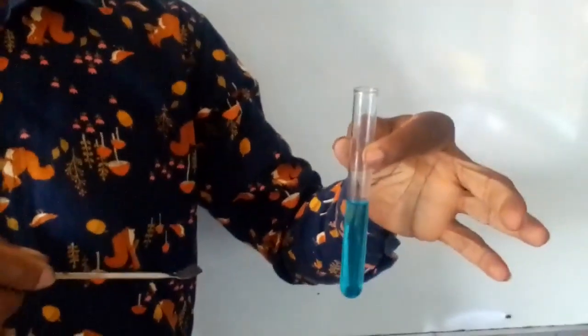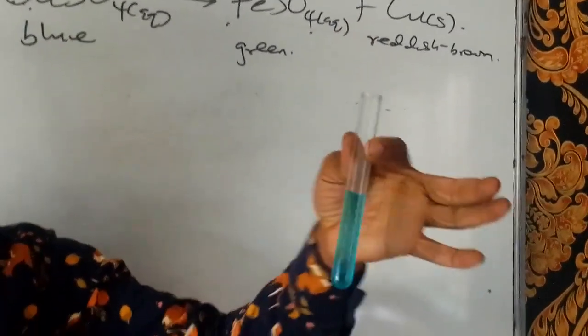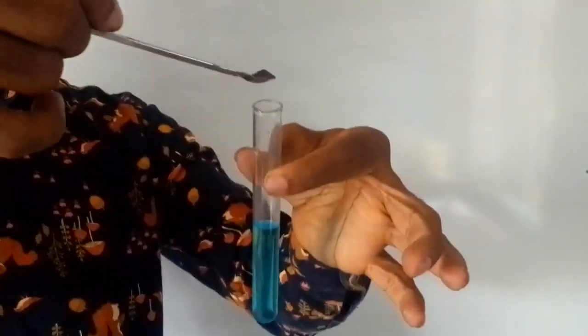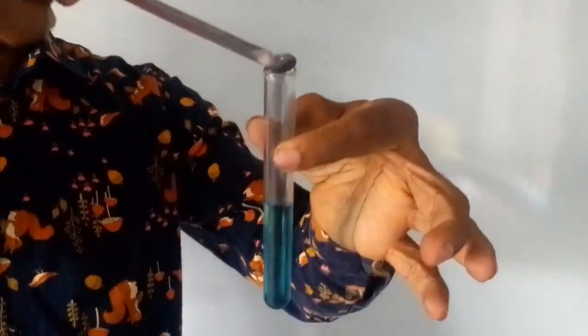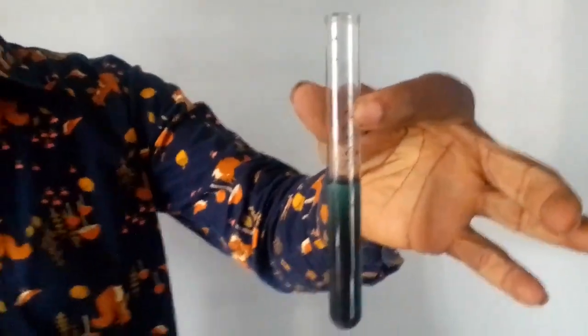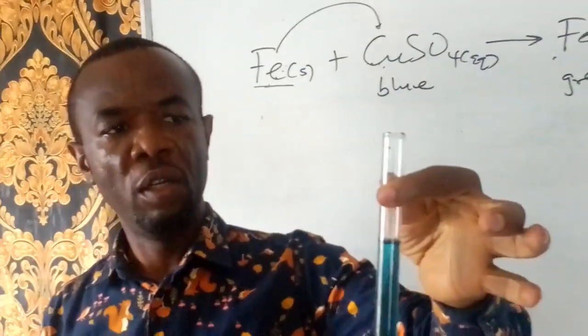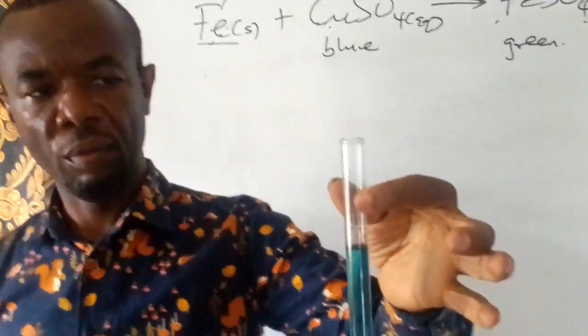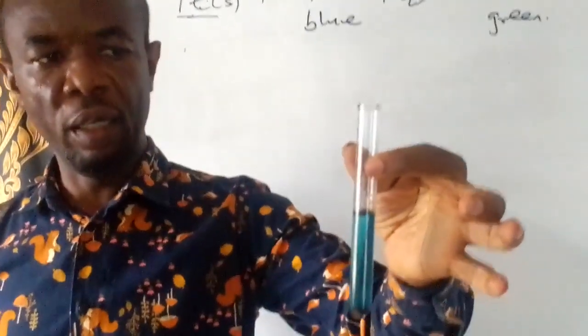Okay, now we have the practical aspect. This is copper sulfate solution, pale blue in color. This is iron dust on a spatula. We're going to empty the iron dust into the copper sulfate and allow them a few minutes to react together and see whether we actually observe what we have on the whiteboard. As you can see, the blue color of the copper sulfate is gradually changing to pale green.